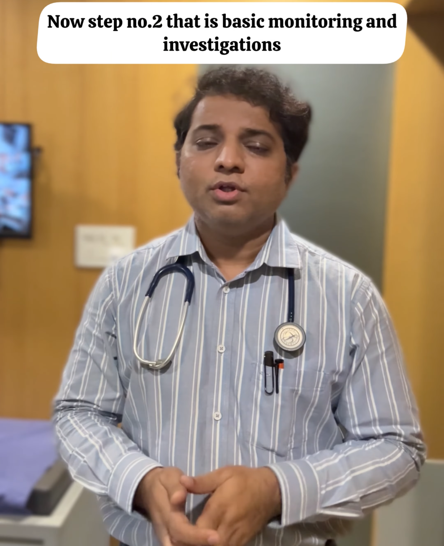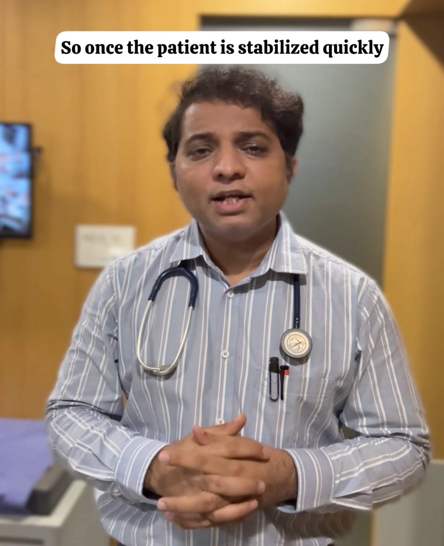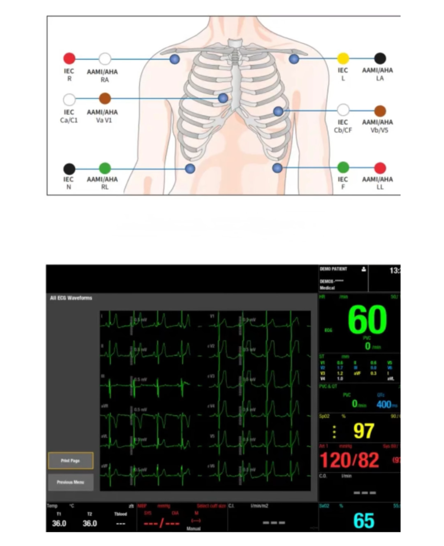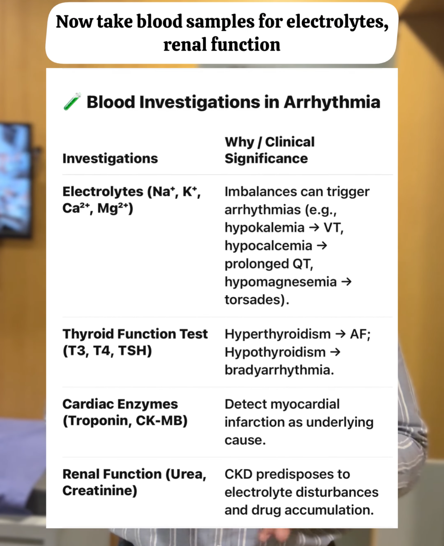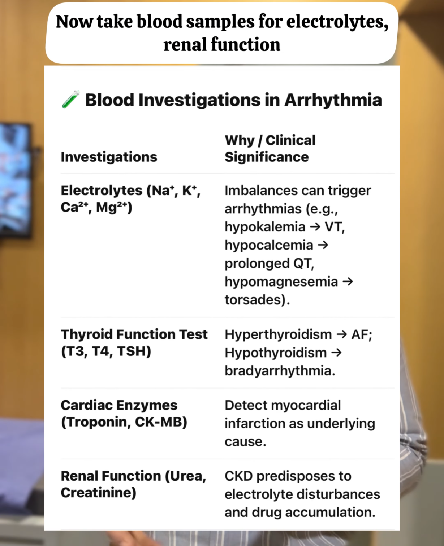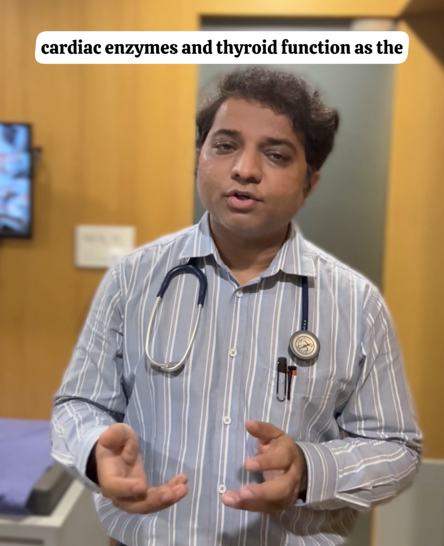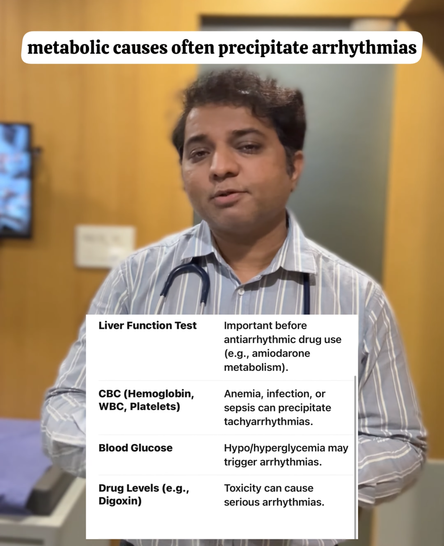Now, step number 2, that is basic monitoring and investigations. Once the patient is stabilized, quickly attach them to a cardiac monitor and a 12-lead ECG. Check the rhythm strip to identify rate, rhythm, and QRS complex. Now, take blood samples for electrolytes, renal function, cardiac enzymes, and thyroid function, as metabolic causes often precipitate arrhythmia.